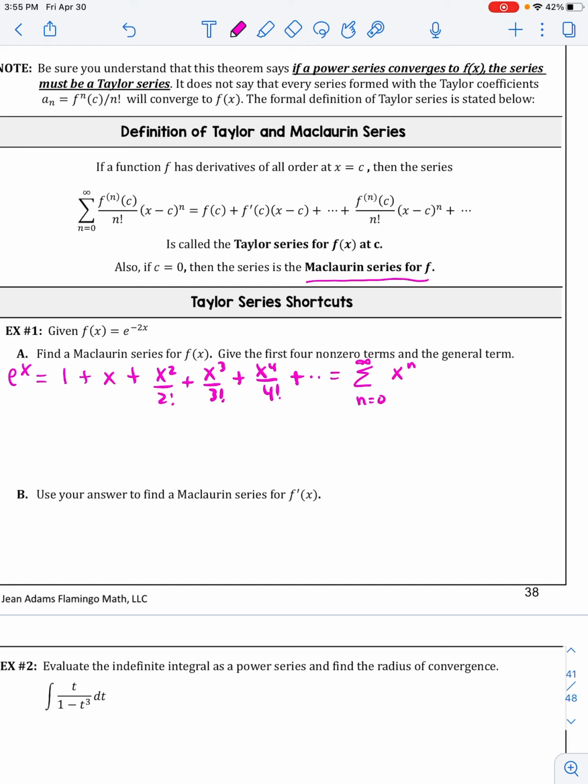Well, actually, I'm going to stop it there, just plus ... And then I'm going to say that that is equivalent to the summation from n equals 0 to infinity, x to the n divided by n factorial. Okay, that is your general term. That's your summation, and that is what it's equivalent to.